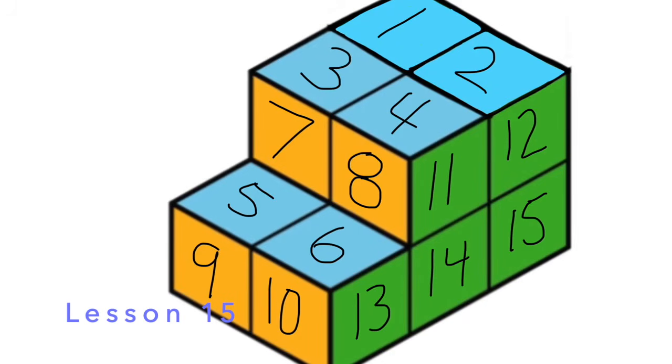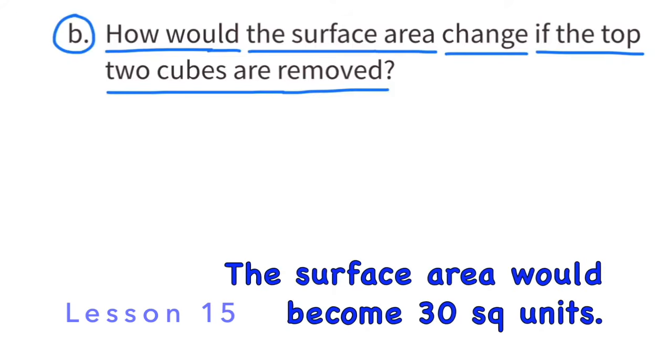But what we can't see is the bottom, the back, and the left side. And those would also total 15. So adding them all up, we would have a total of 30. So after removing the top two cubes, the surface area would be reduced to 30 square units.